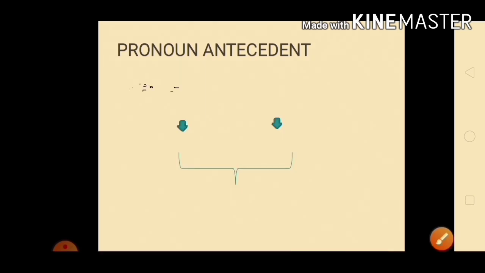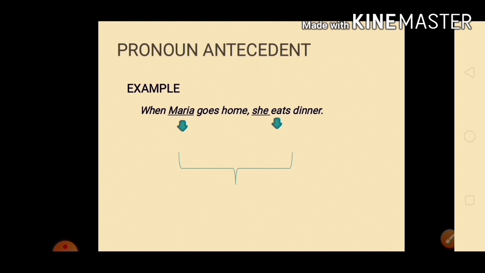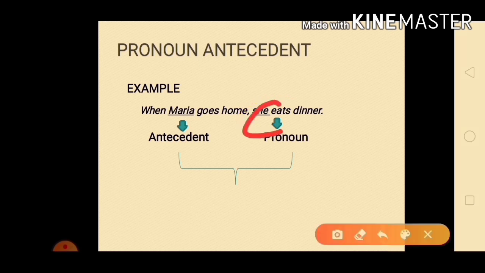Next, when Maria goes home, she eats dinner. Now, let's try to identify where our antecedent is and where our pronoun is. So, our antecedent here is the word Maria, and the pronoun here is the word she, because the word she here refers to Maria. That's how pronoun antecedent works.